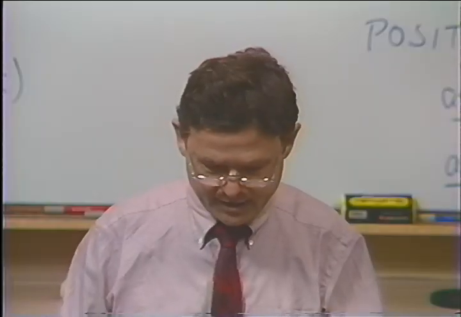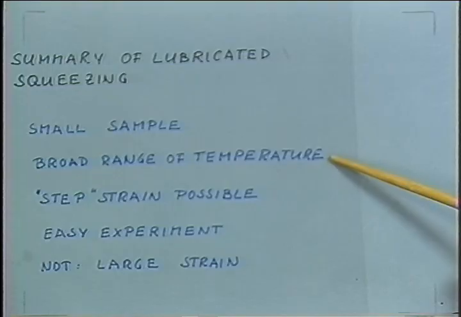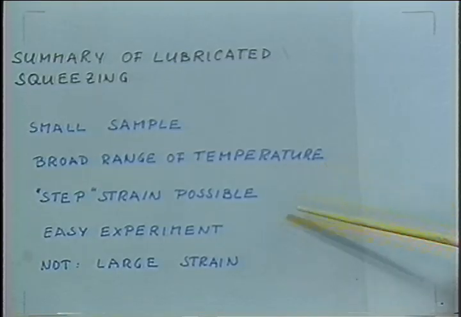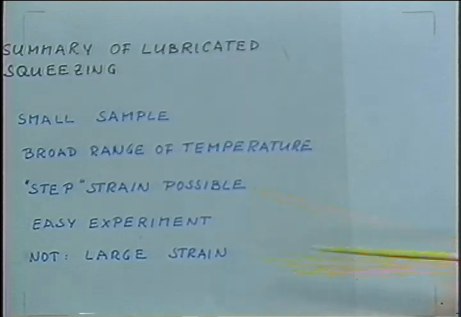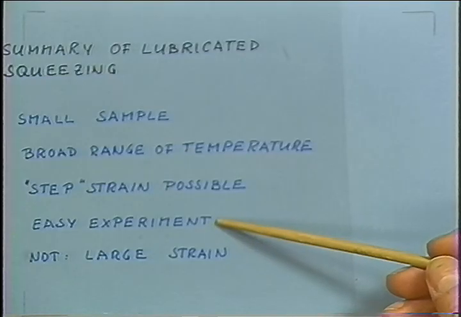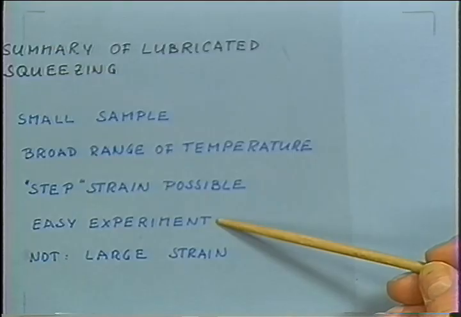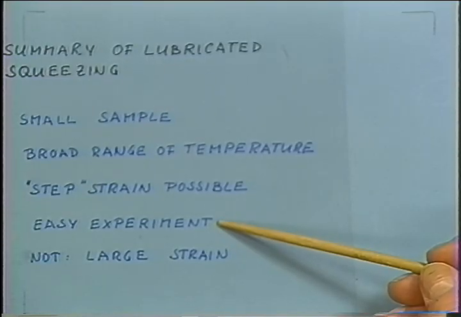So the lubricated squeezing, in summary, requires a small sample. We can apply all kinds of temperatures which we need for our sample. Step strain is easy to produce, and the experiment is fairly easy. And it's kind of embarrassing that with a simple experiment like that, we get data which are complementary to the rotary clamp data of Meissner with a real elaborate device.